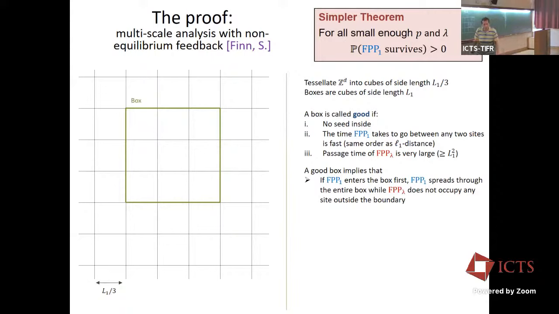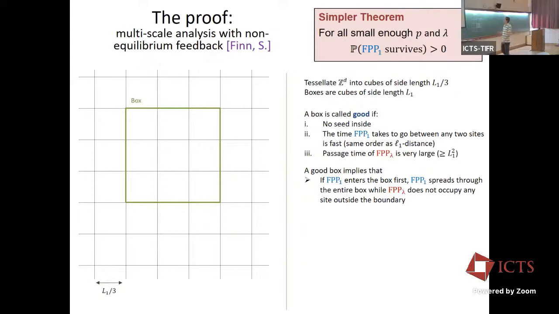Sorry? The unoccupied seeds do not appear. It means that at time 0, there are no seeds inside. So this happens with probability (1 minus p) to the L1 to the d. So if p is small, I can make this event likely. And then I can make the third event likely by taking lambda small. Because if I take lambda very small, the passage time of each edge inside the box has to be at least L1 squared. After I fix L1, I can take lambda small so that this is likely.